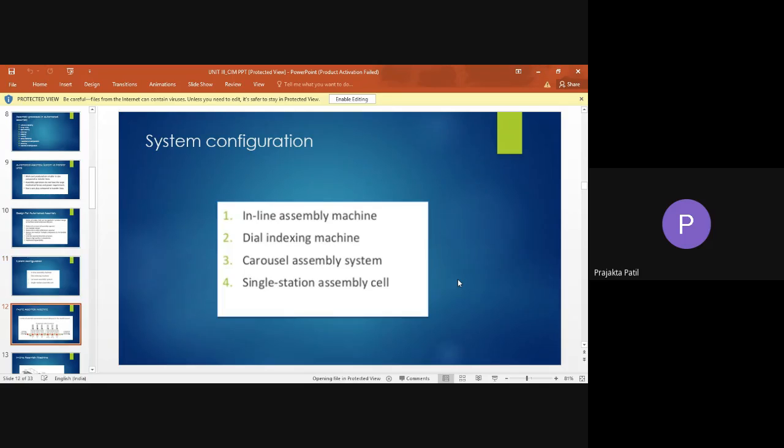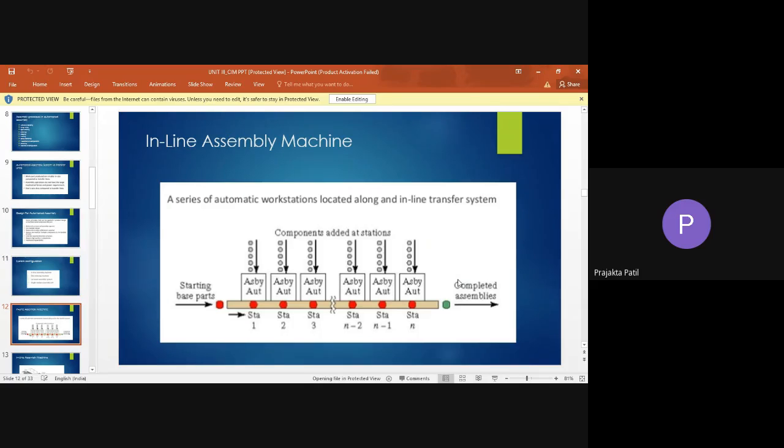What is an inline assembly machine? Simple, just like the inline production system, you have the inline assembly machine. That is a series of automatic workstations which are located along an inline transfer system. So you can have the starting base part enter, on this material handling system or the transfer line that we have. And then you have these different assembly stations.